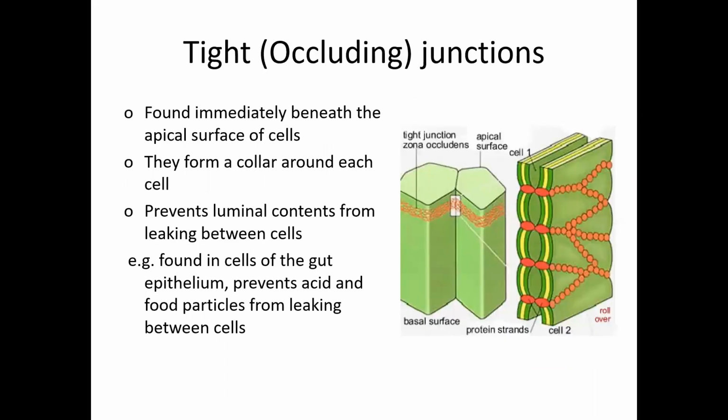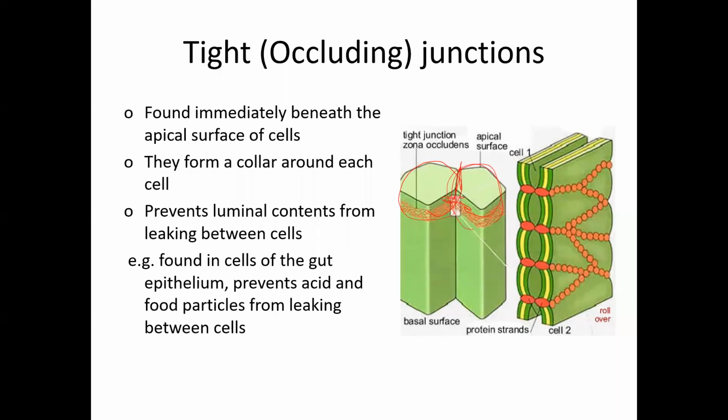If you look at a tight or occluding junction, you see it just underneath the luminal surface. Immediately beneath the luminal or apical surface, you find these tight junctions, and they form a collar-like structure surrounding the cells. So nothing can actually get between the two cells. Like two collars, they tightly join these two cells together.